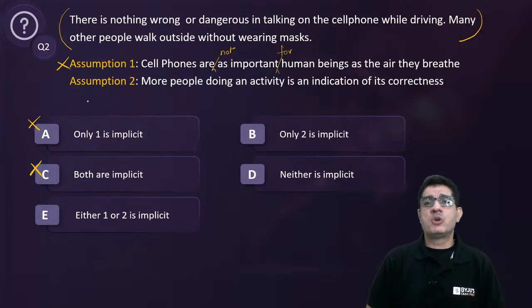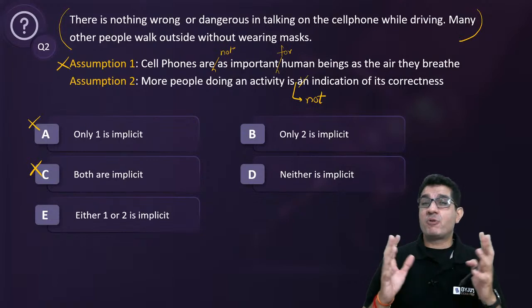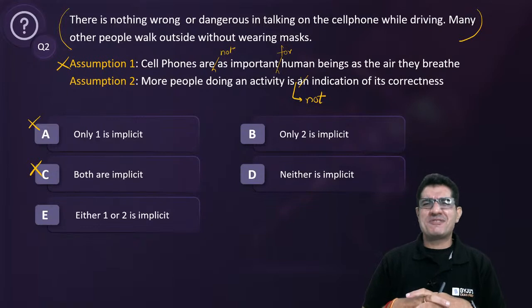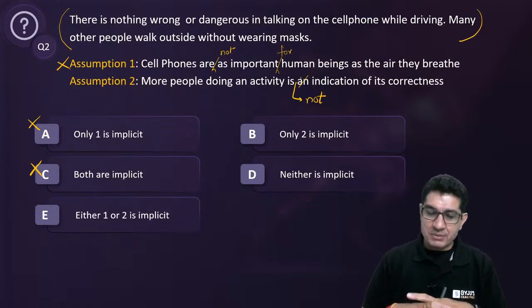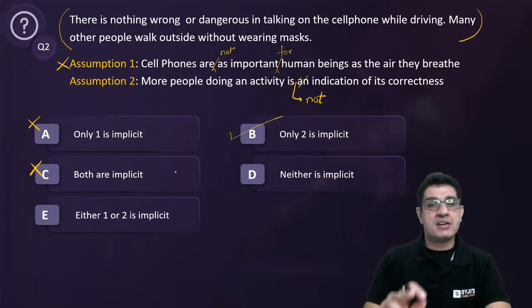Okay, assumption 2, more people doing an activity is an indication of its correctness. This, on the other hand, is necessary. If I negate this and say it is not an indication of its correctness, then the entire argument falls apart, right? And because the argument falls apart, we know that we have to have the second assumption, and I'm sure some of you have actually identified it as well, and that is why our answer is indeed B.